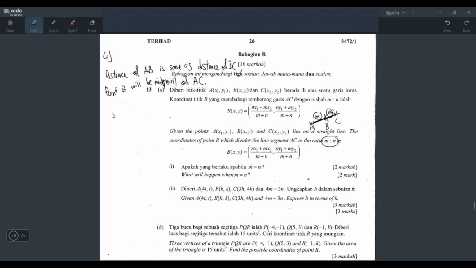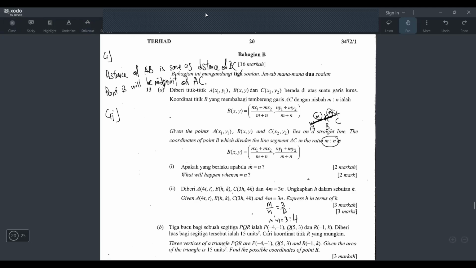Okay, question number 2, let's go. Given A equals to this, B is this, C is this, and 4m equals 3n, express h in terms of k. Okay, I'll be using this formula, but we have to make sure we know the m and n ratio first. So 4m equals 3n, it means m is 3, n is 4. Always read it like that, right? If you don't know how to read like this, you can also convert to a fraction. m over n equals 3 over 4. It means m ratio n equals 3 ratio 4, right?